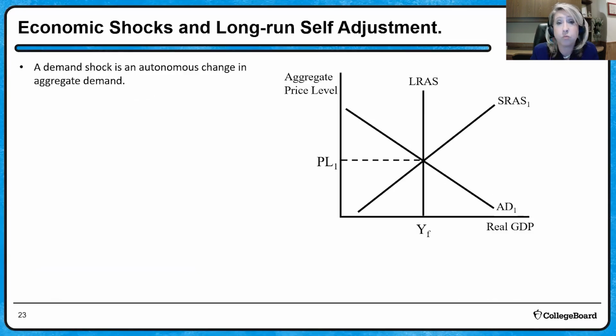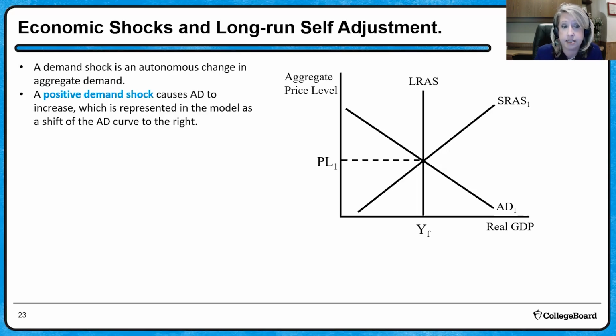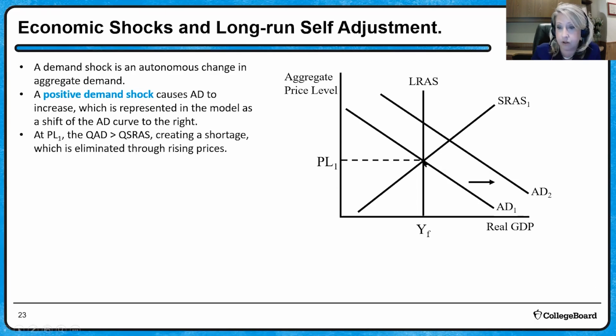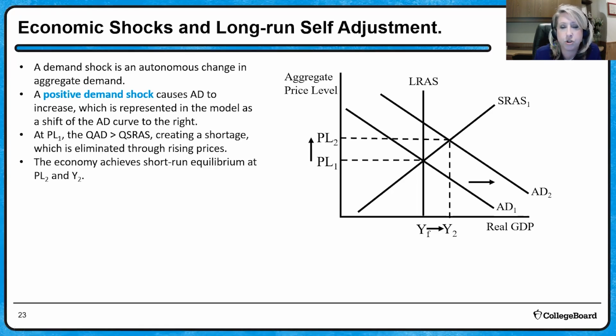So now let's really quickly go through the different types of shocks that an economy can experience and that long run self-adjustment process. A demand shock is an autonomous change in aggregate demand. A positive demand shock causes aggregate demand to increase, which is represented in the model as a shift of the curve to the right. So at our initial price level here at PL1, the quantity of aggregate output demanded is greater than the quantity of aggregate output supplied. That creates our shortage, which is eliminated through rising prices. We end up at a new short run equilibrium at PL2 and Y2.